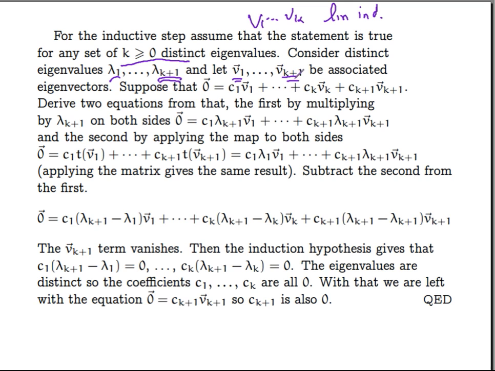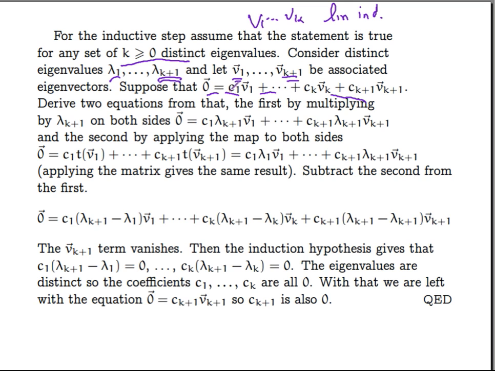All right, now let's take this equation. We can do two things to it. First, we can multiply both sides of this equation by lambda k plus 1. Then the 0 stays the same. We've simply multiplied every vector by lambda k plus 1. The second thing we can do is apply the map T to both sides.